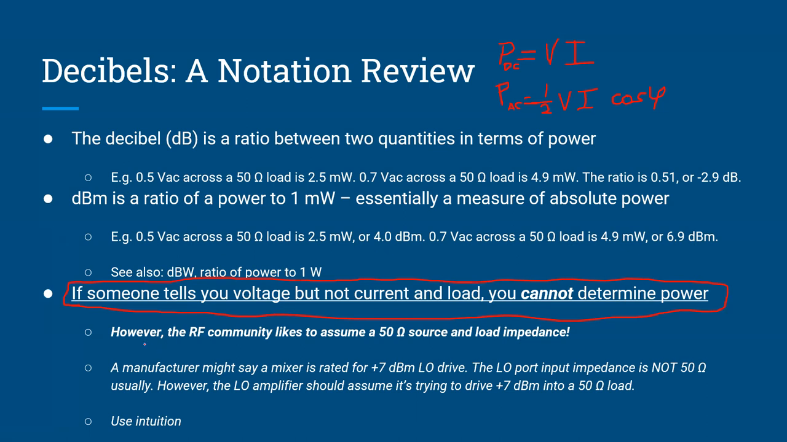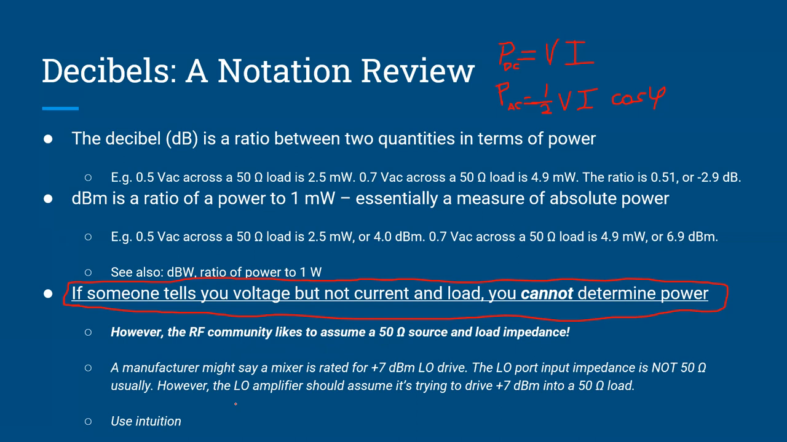So the confusing thing though is that people in the RF community like to assume that there's a 50 ohm load. And so they just give you a voltage, you assume there's a 50 ohm load and you can compute power from that, but not always. So it really depends on context and you gotta use some intuition to determine what's what.